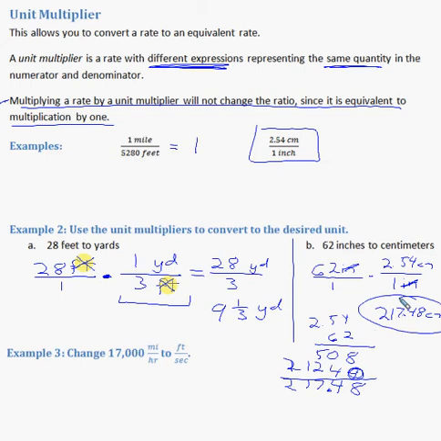This last one here has a little bit more to it, because this is actually a rate. So we have miles per hour, so we have both miles and hours, and we want to convert that to feet per second. I'm going to go ahead and erase some stuff here just so we have room to work, because I don't want to run out of room.